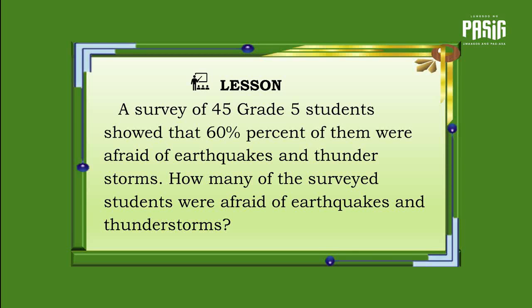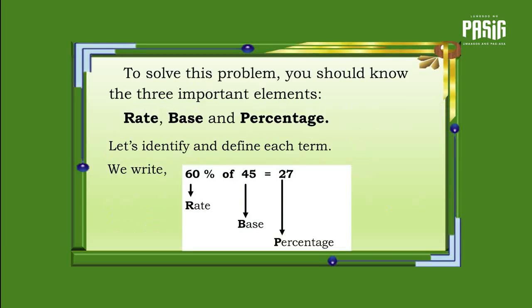So we're going to start this lesson with this problem. A survey of 45 Grade 5 students showed that 60% of them were afraid of earthquakes and thunderstorms. How many of the surveyed students were afraid of earthquakes and thunderstorms? To solve this problem, you should know the 3 important elements. So we have the rate, base, and the percentage. Let's identify and define each term.